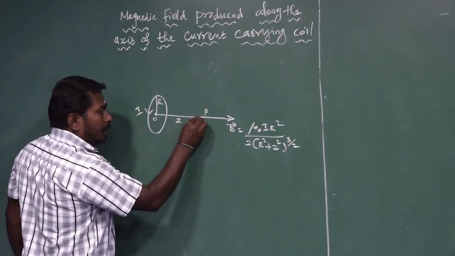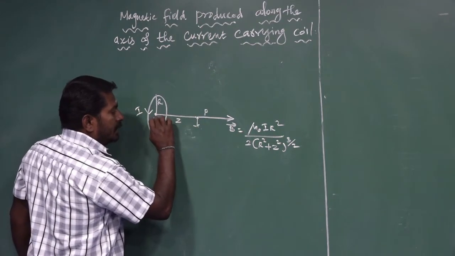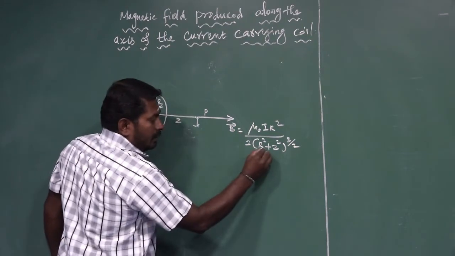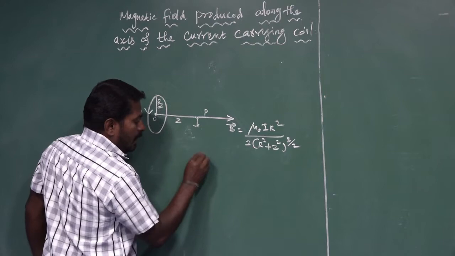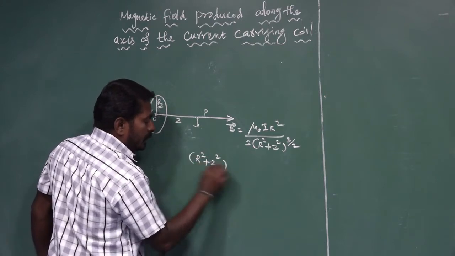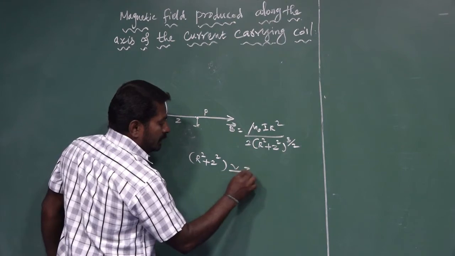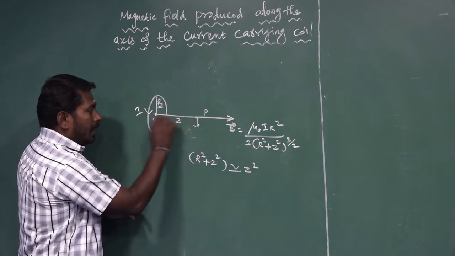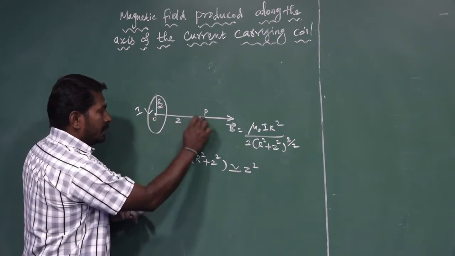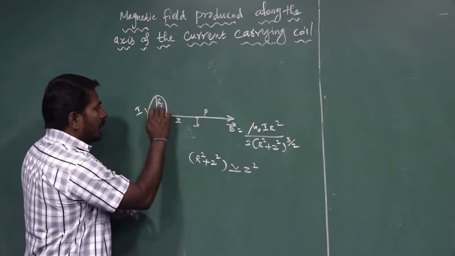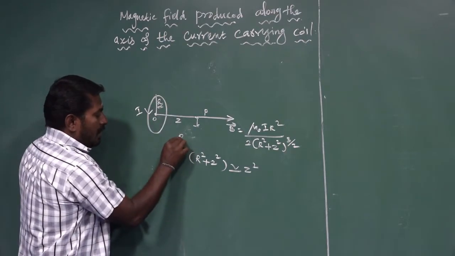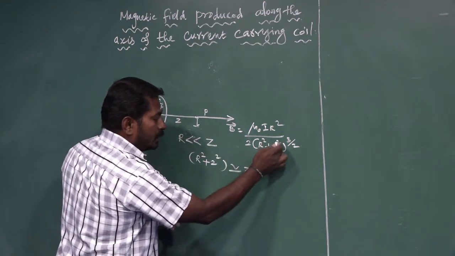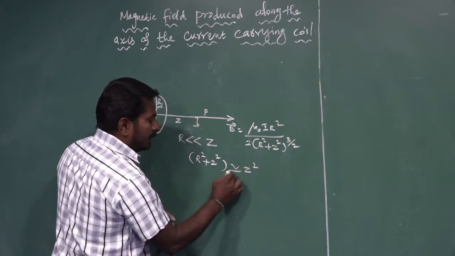We assume the point P is at a very large distance along the axis when compared to the radius of the coil. Then the r square plus z square term is approximately taken as z square. So it is an important one. We assume the point P along the axis of the circular coil is at a distance z that is very large compared to the radius of the coil. R is very less compared to z. Then the r square plus z square term is approximately taken as z square.